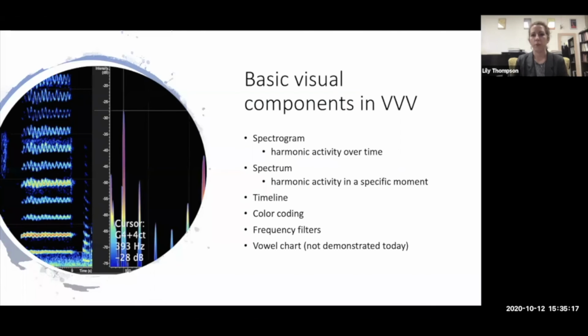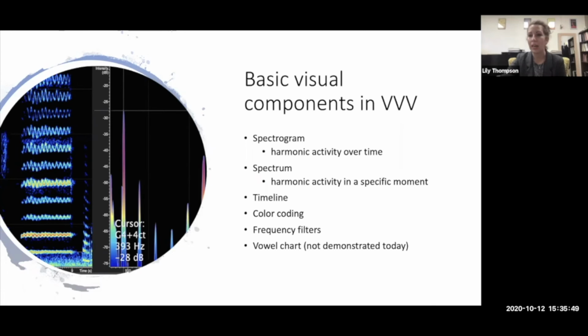So some of the basic visual components in VoceVista are the spectrogram and the spectrum. We'll show these in more detail in a moment, but the spectrogram you can see a portion of just in this picture I have on the left-hand side. So the spectrogram shows harmonic activity over time. The spectrum, which there's just a little snippet of it over here on the right, over which I'm putting my cursor, shows harmonic activity in a specific moment in time.